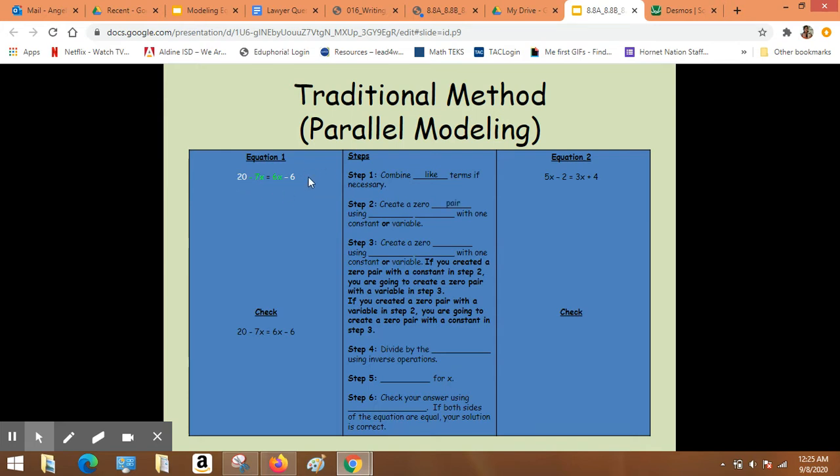No. Okay, next step, I need to create a zero pair using inverse operations with my constant or my variable. So I'm going to move my constants to my right side just because, and I'm going to move my variables to the left side. Okay, so if I was adding a 20, I'm going to do the inverse, which is subtraction. So 20 minus 20 is going to give me 0. Remember, I need my 0 pairs.